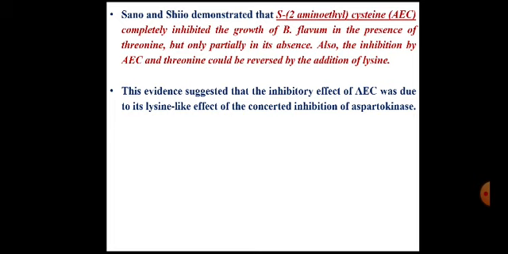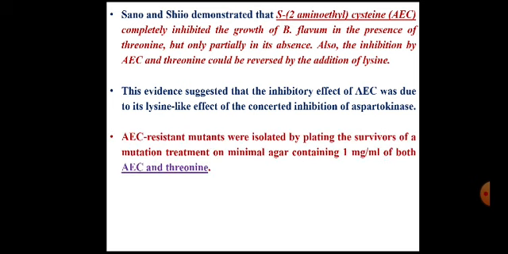What does this suggest? This suggests that the target of AEC is aspartokinase. This is how it can be concluded that the site of toxicity of AEC is the site of control by lysine, that is, aspartokinase. So this evidence suggested that the inhibitory effect of AEC was due to its lysine-like effect. Lysine-like effect means the control mechanism of concerted inhibition of aspartokinase.